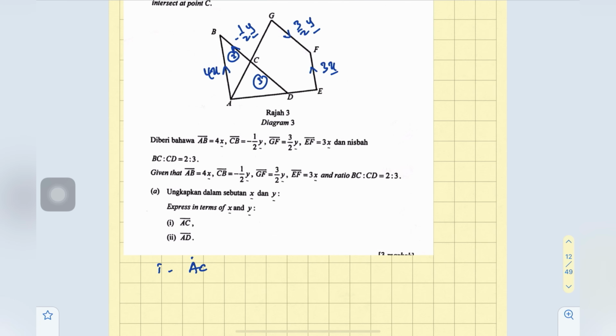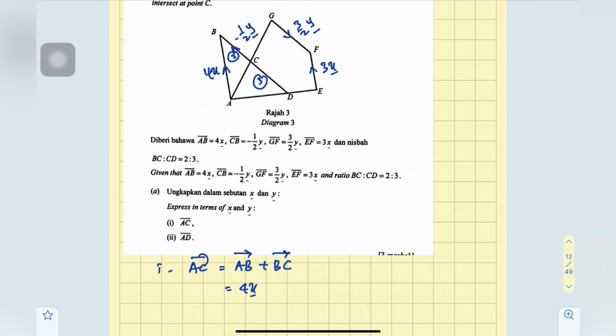Okay, so the first one we are going to A1, to express vector AC in terms of vector x and vector y. Okay, first of all, we need to write the resultant vector. Okay, so AC, A to C, we have AB plus BC. So AB is 4x, BC, opposite direction, so negative is positive 1 over 2y.